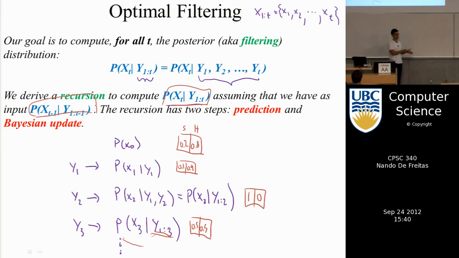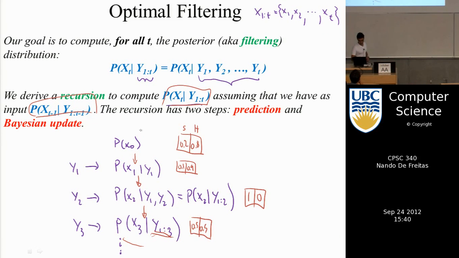So I start at P of x0, then I get P of x1 given y1. Given that I know this one, I get P of x2 given y1 and 2. And given that I know this one, I get P of x3 given y1 to 3. So if I know the previous one and I know how to compute the new one, I basically can compute all of them.